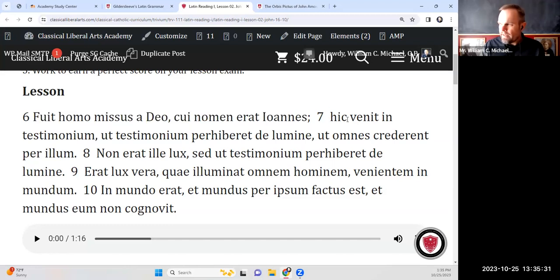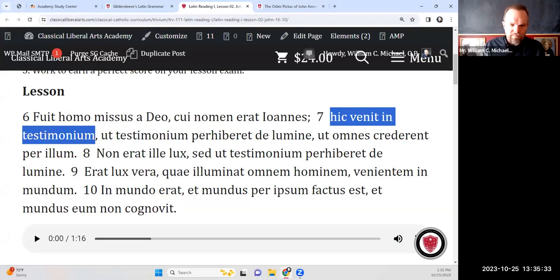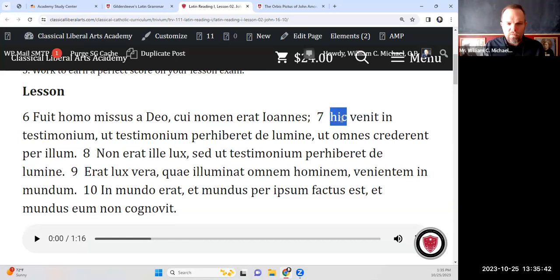Verse 7. Hic venit in testimonium. What does the word hic mean? This, very good. What does that word this refer to? John, very good. Yeah, Connor, it could be man. That's fine. All right. John or man, either one.